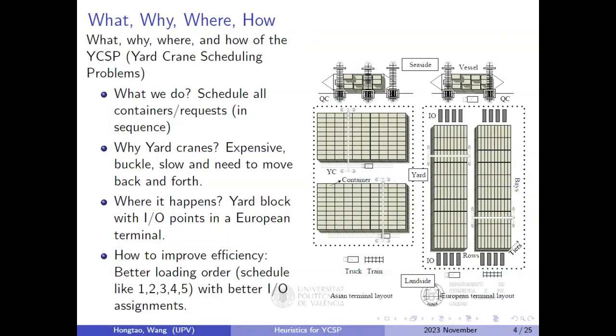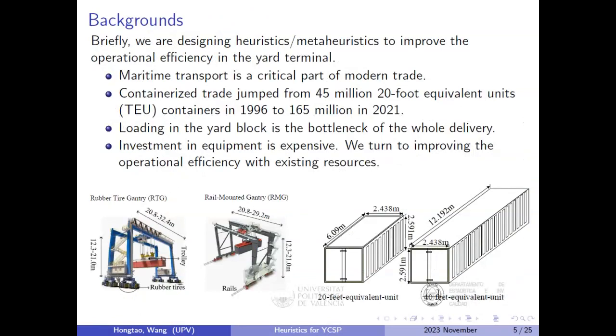It's just so simple. Some background of my research: first, marine transportation is a crucial part of today's trade, and containerized trade has increased 40 times since the 1980s. Loading in the yard crane is the bottleneck of the whole process. Some people say, why don't we just put in more cranes? The answer is yes, it's possible, but it's too expensive. As you can see, this is our yard crane, a rubber-tired gantry or yard crane. This is another one. All of them are quite expensive equipment.